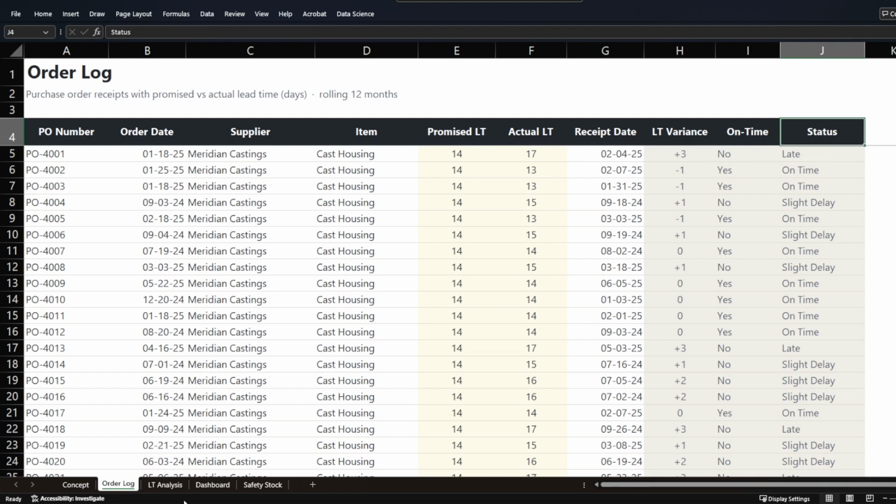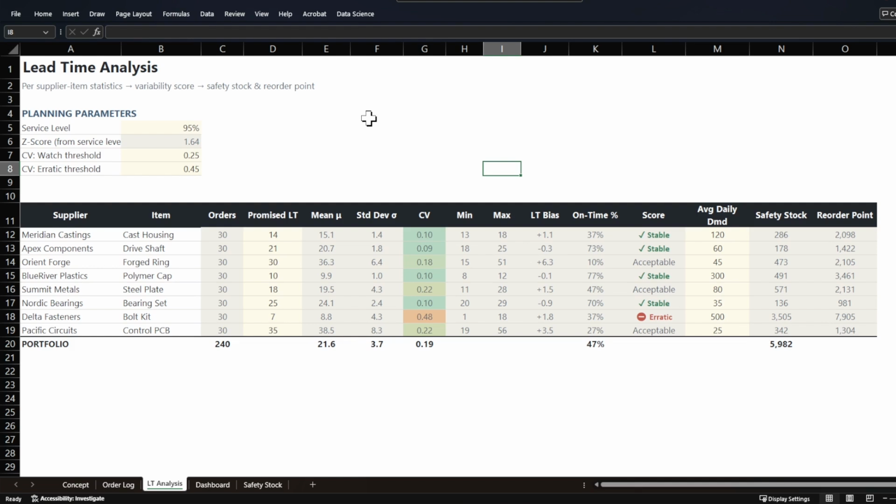Now come to the analysis part of it. This is the input data on which we are going to perform our analysis. In the lead time analysis window, we will be writing down all the suppliers, and these suppliers are from our order logs, then the item against it, and automatically this particular column calculates how many orders there were from the supplier for this item, what was the promised lead time. Then we are going to calculate the mean from the order log, and then the standard deviation as well.